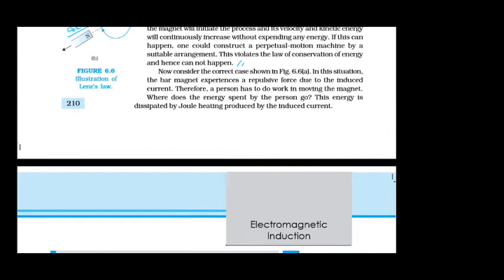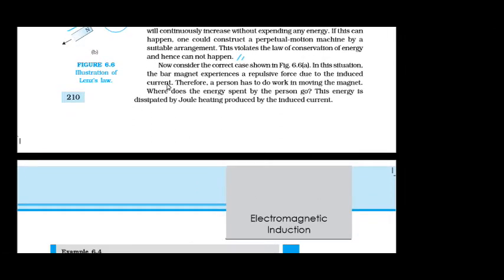Now consider the correct case shown in figure 6.6a. In this situation, the bar magnet experiences a repulsive force due to the induced current. Therefore, a person has to do work in moving the magnet. So the person has to invest physical energy in moving the magnet.